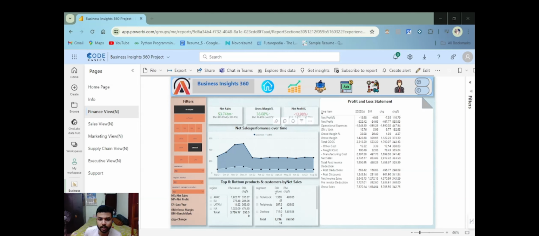Now coming to the left hand side, as we can see, this is an area chart. This area chart covers the net sales performance over time. Here we can see P and L values along with the benchmark target. Below that, we have two tables that represent the top and bottom products and customers by net sales. It also includes the profit and loss values. The first one is region wise, and the second one is segment wise. There is the profit and loss value, and the profit and loss change percent.